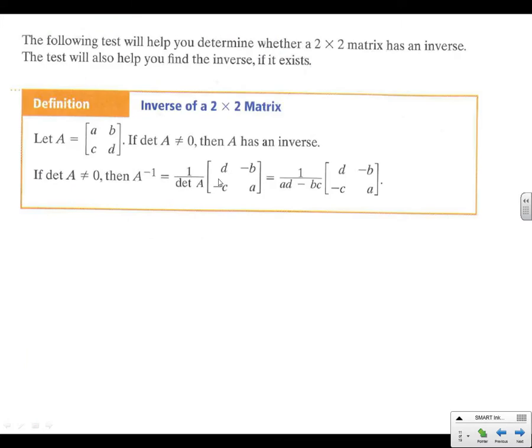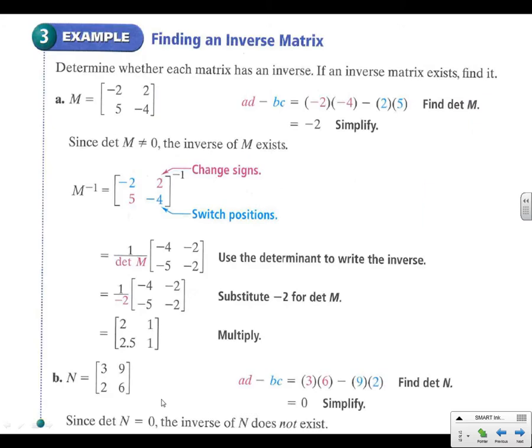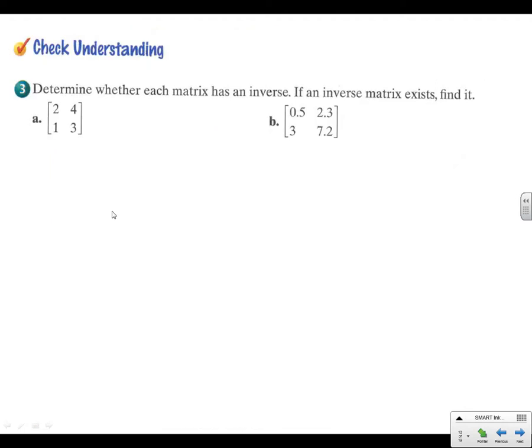Now the one thing, I didn't really say it, but right in here, if the determinant is not 0, then we have an inverse. If the determinant is 0, so that's why we do the determinant first, 3 times 6, 18. 2 times 9, 18. That's 0. There's no inverse. Okay, can't do it if the determinant is 0. So you're up. Here we go. A and B. See if you can find the inverse of each of these matrices.